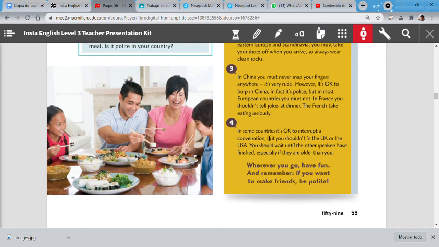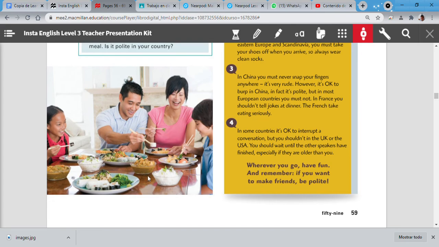Perfect. Number four. In some countries, it's okay to interrupt a conversation, but you shouldn't in the UK or the USA. You should wait until the other speakers have finished, especially if they are older than you. This is respect, to show respect. When someone is talking, also in Peru, you need to wait until the other person finishes talking, and also if they are older than you.